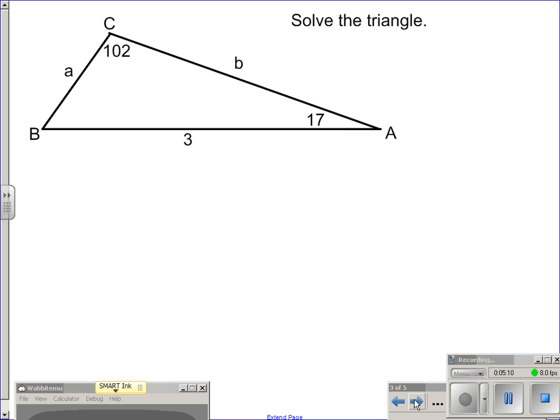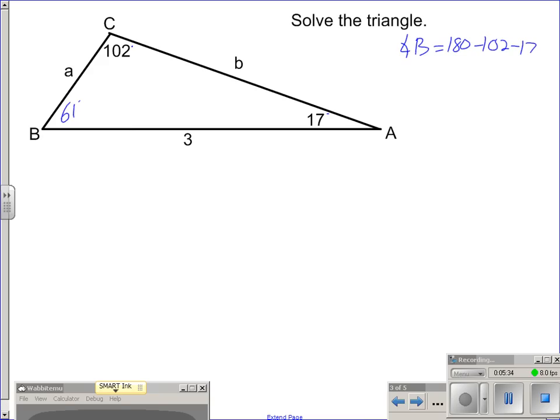Okay, it says solve the triangle. So that means we need to figure out all the angle measurements, which to get angle B, not a big deal. Angle B will be 180 minus 102 minus 17, which is 61. Okay, so we now know all three angle measurements.